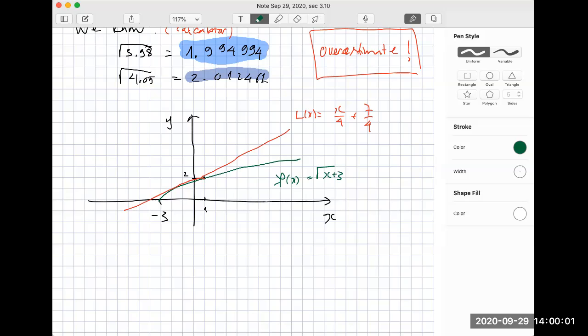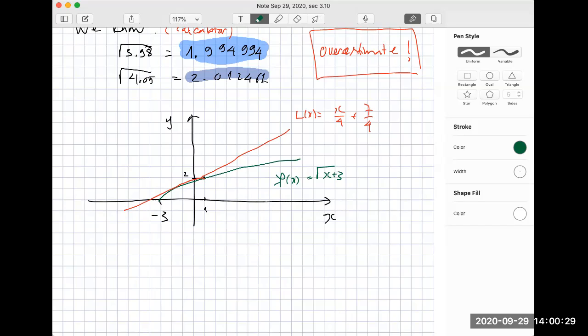And that's it for linear approximation. So you can apply it to any function. But we see that if we go far from this point, far from 1, this approximation gets worse, right? It is good for the neighborhood only. Okay? Very good.